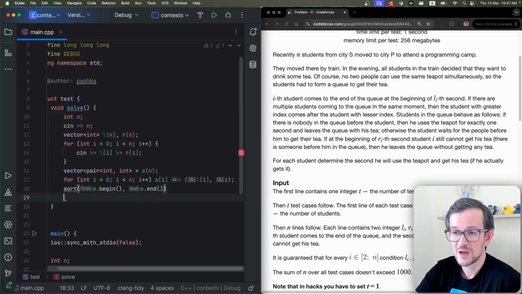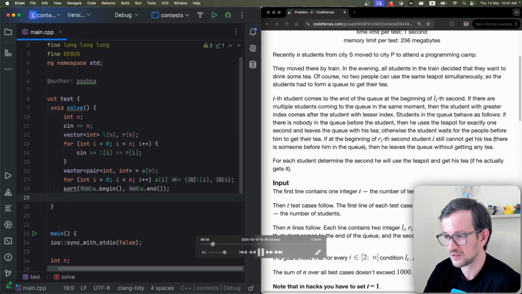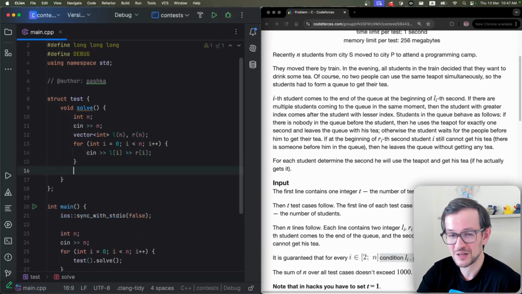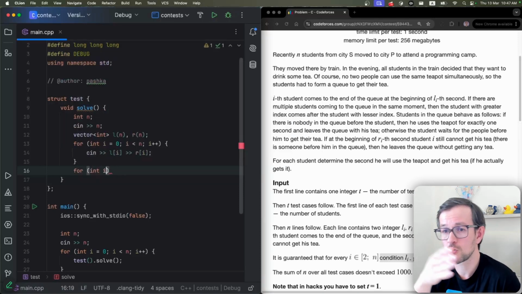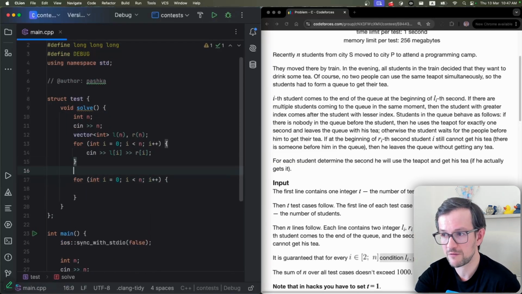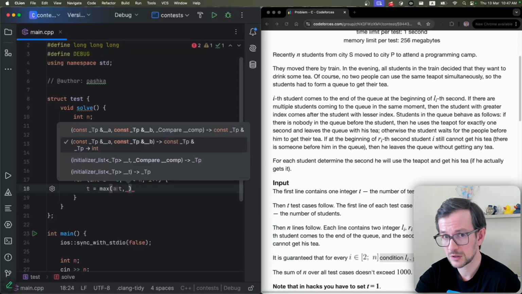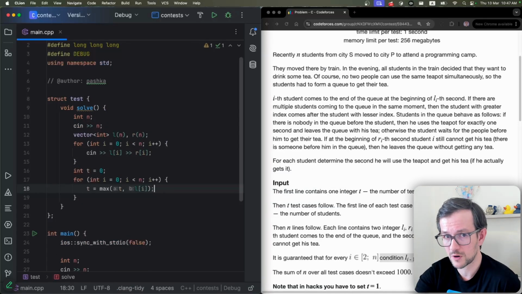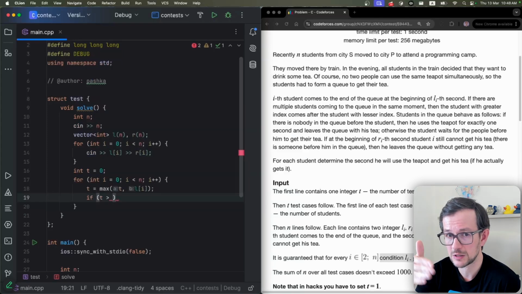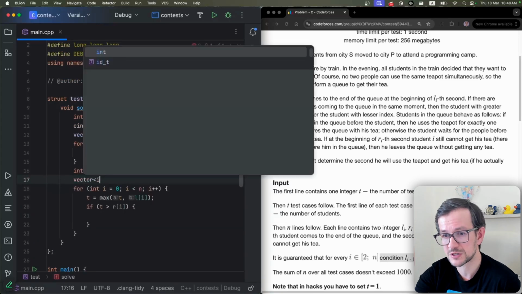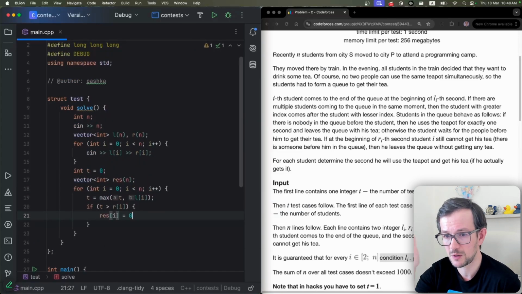Here I'm trying to sort them by L, but then I read that it's sorted by L initially, so you don't need this sorting. They're already sorted. Now I just go in this sorted order and check for every person if we can serve them or not. T is my current time. I take the next person and skip all the time before this person comes. If my time is less than L, I move it to L. So now T is the first time I can serve this person, the minimal possible time.